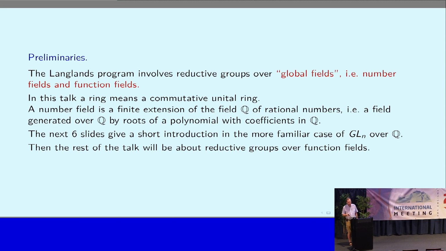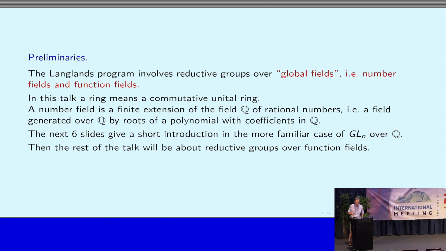So the Langlands program involves reductive groups over global fields. The global fields are number fields and function fields. There are two types of global fields. I will explain later. So in this talk, a ring always means a commutative unital ring. A number field is a finite extension of the field of rational numbers, which means that you add some roots of a polynomial with coefficient in Q.